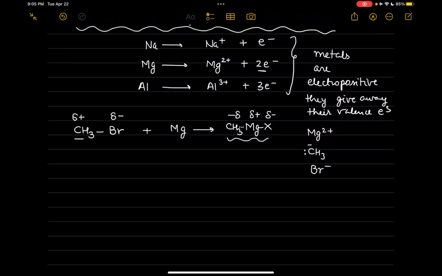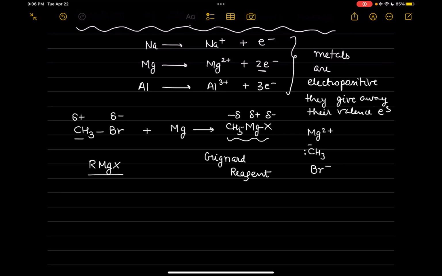Okay, so this is an insertion reaction. The magnesium got inserted between the carbon and halogen, and you get this product which is known as Grignard. It is generally represented as RMgX.